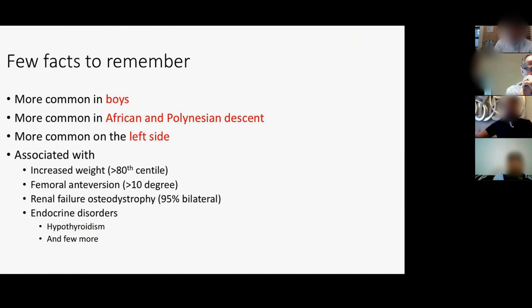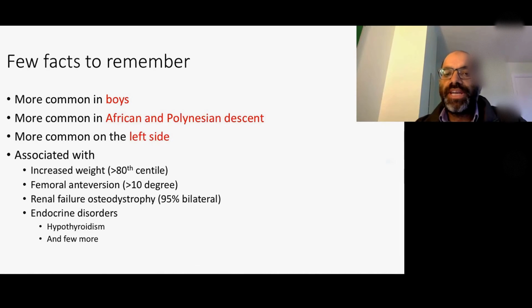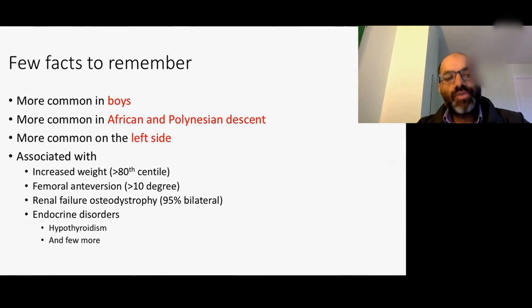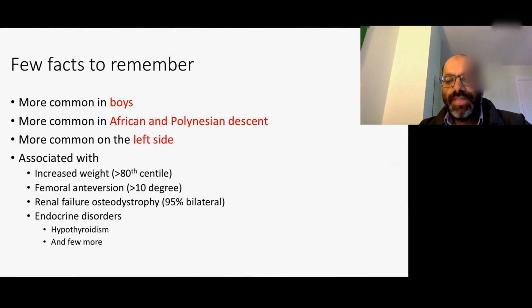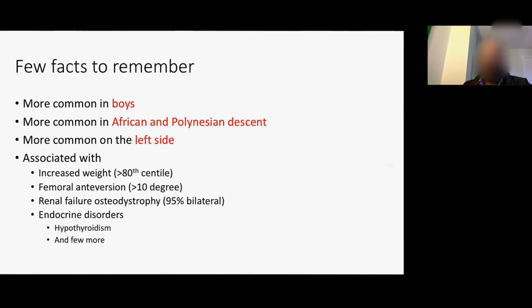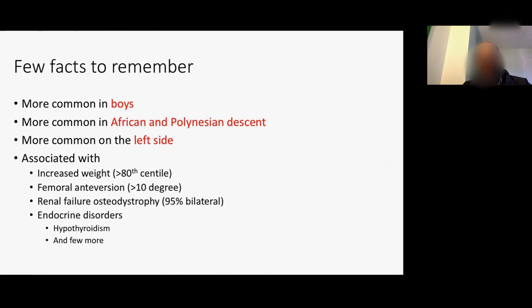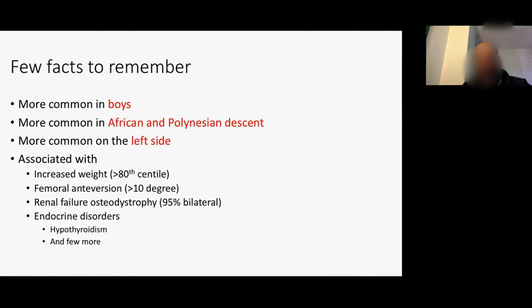There are a few facts to remember. Again, it is more for the written part, but still in the discussion, if you get asked, you can throw this information to the examiners. It is more common in boys, and more common in those of African and Polynesian descent. It is more common on the left side, and it is associated with increased weight and femoral anteversion. There are hormonal conditions associated, such as hypothyroidism, and a few more.